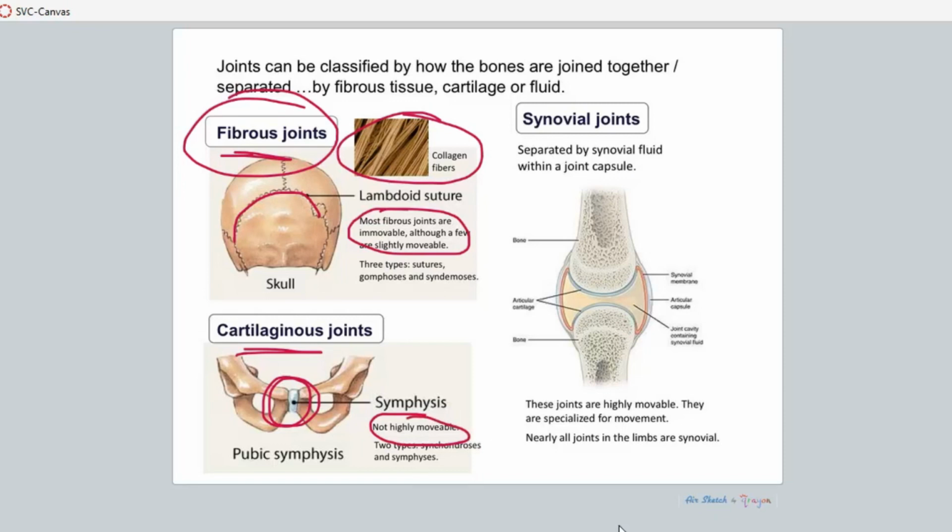But then we come to synovial joints. And synovial joints are joints where the bones are separated by synovial fluid. So this is all synovial fluid in here separating the bones. And these joints are highly movable. They're specialized for movement.